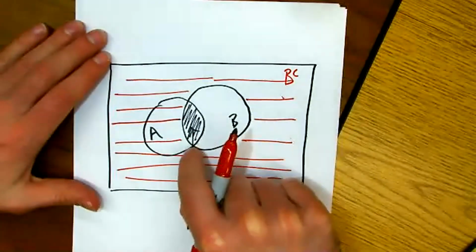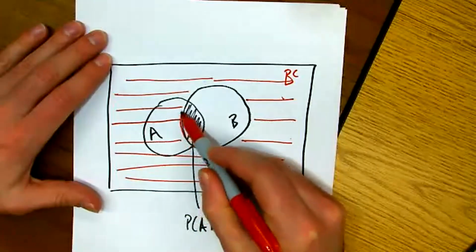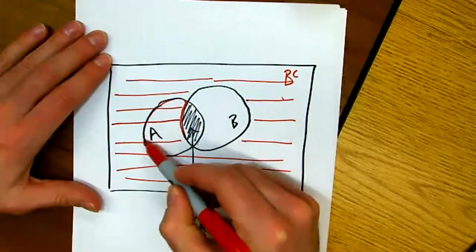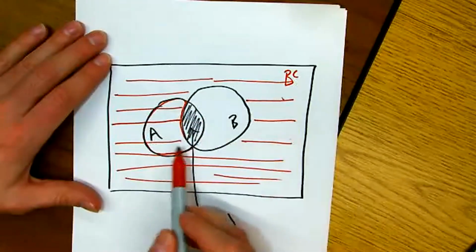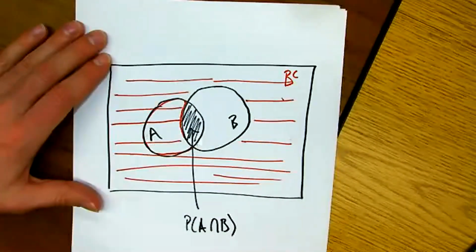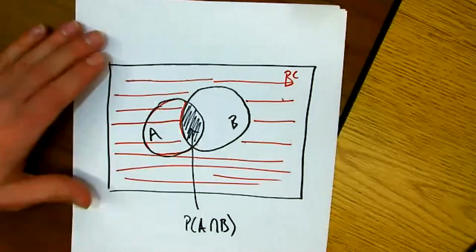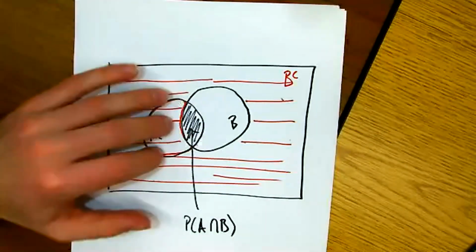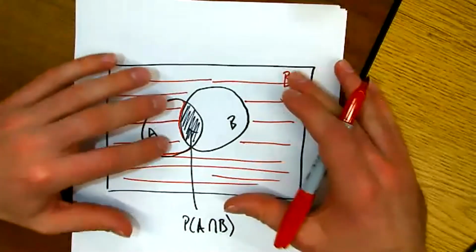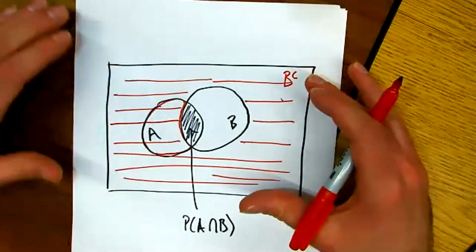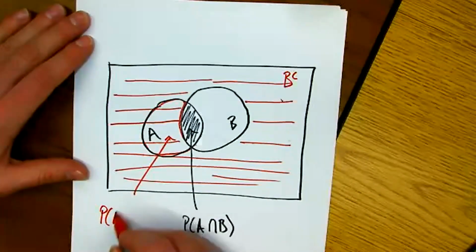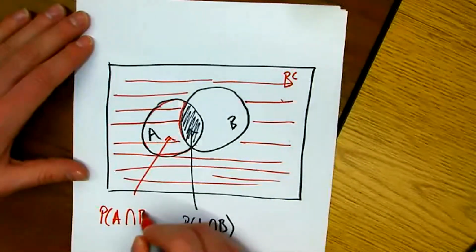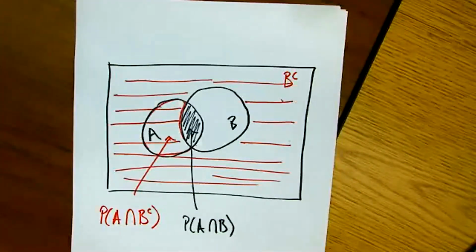So what is this crescent moon on this side? Well, that's everything that's in circle A and not in circle B, right? It's where circle A overlaps with this shaded red area, which represents not being in B, or B complement. So this crescent moon over here is the probability that I'm in circle A and I'm not in circle B, or in B complement, okay?